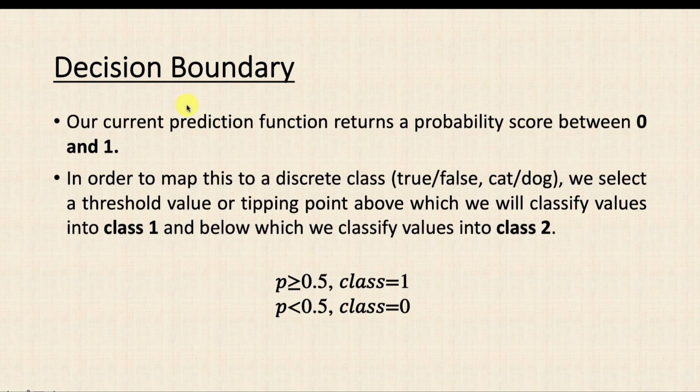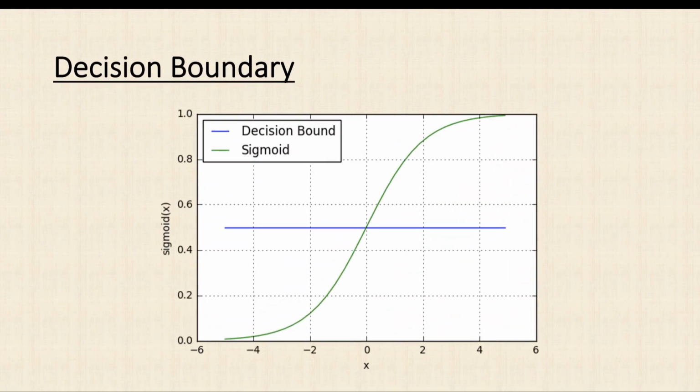So how can you choose the decision boundary? Our current prediction function returns a predicted probability score between 0 and 1. In order to map this to a discrete class, whether it is true or false, whether it is a cat or dog, we can select a threshold value, a tipping point, above which we classify values into class 1 and below which into the other class. So in the previous figure we saw that there is 0, 0.5 and 1. If p is greater than or equal to 0.5, we can say that it is class 1. And if p is less than 0.5, then we can say it's class 0, right? So this is all about the decision boundary.